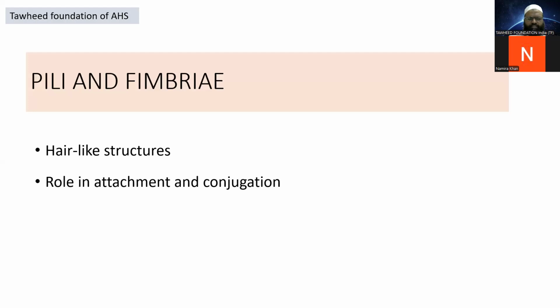Pili and fimbriae. Pili and fimbriae are hair-like structures located on the bacterial surface. They are typically shorter and thinner.